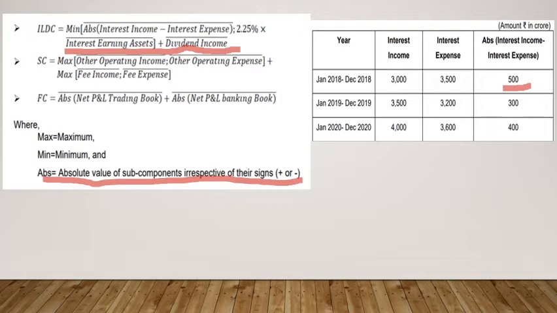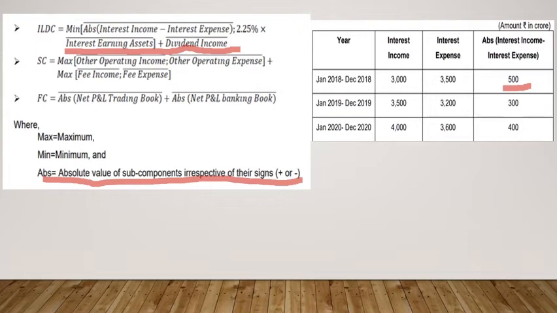We take this 3 years data and average it out, which we were anyway doing in case of the standardized approach and basic indicator approach, even in case of the earlier approach. Here also we will average it out. So this is how the ILDC gets calculated, where we either take the absolute value of interest income minus expense, or 2.25 of interest earning assets, plus dividend income separately. And then we arrive at the value, which is what we will take as the ILDC value.